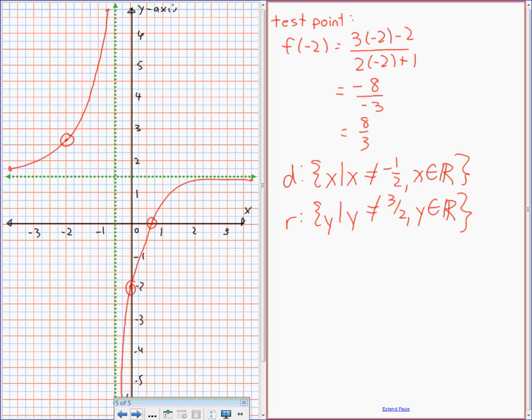It doesn't actually cross it though, right? Here x is greater than -1/2, and if this is x smaller than -1/2, it doesn't actually hit -1/2. You see what I mean? That's the point that's missing. Interval notation?